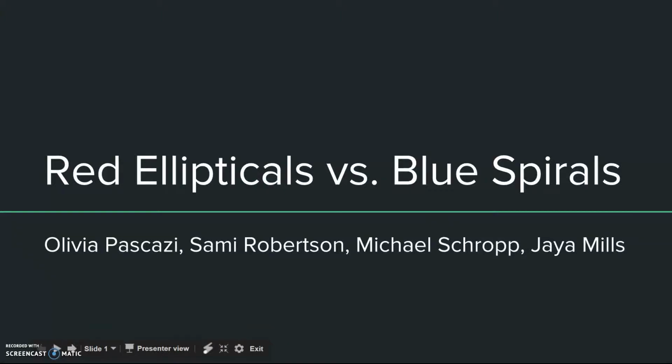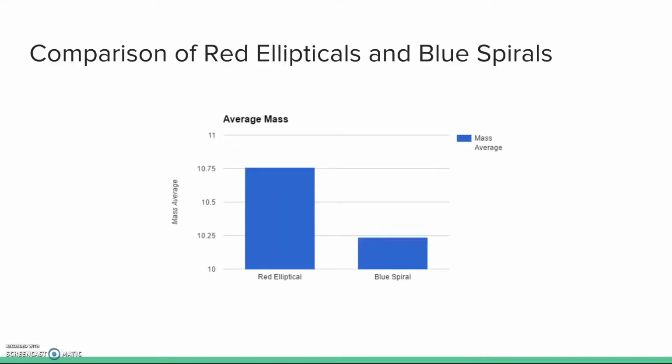Our group did the research project on the comparison of mass and density in red ellipticals and blue spirals. We hypothesized that both the mass and the density of a red elliptical will be greater than that of a blue spiral. From the dataset, our first graph shows the comparison of average masses for both types of galaxies. As you can see, the red elliptical galaxies have an average log mass of about 10.75 versus the average of the blue spirals at 10.25. This directly supports our hypothesis that the red ellipticals will tend to have a higher mass.